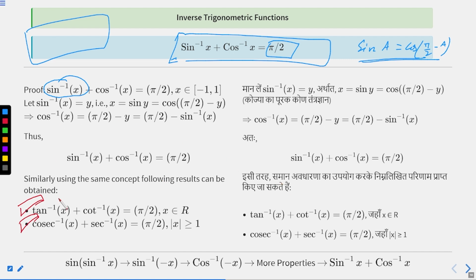You start with this, and you will eventually end up getting this whole term as you got over here. Or you can start with the other side also. You will end up with something like pi by 2 minus cosec inverse x. I hope that you can easily prove them without facing any difficulty. So let's move to the next.